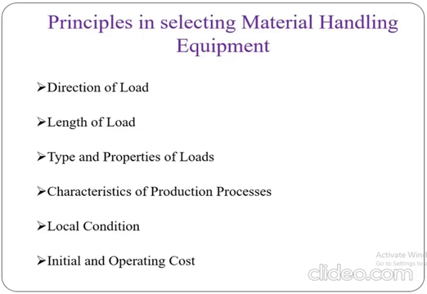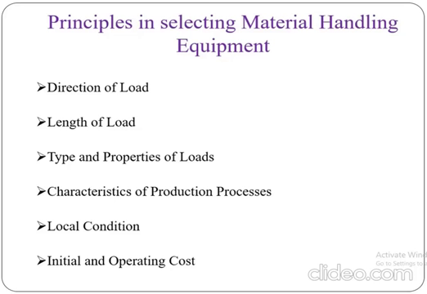The properties of bulk load, such as lump size, tendency to form cake, density, temperature and chemical properties, are taken into consideration. Then the characteristics of the production process. It is one of the most significant factors in selecting the material handling equipment. For example, assembly line and paint shop use conveyors, forging and welding shops employ cranes, whereas mines use conveyors and elevators. So this is very important.